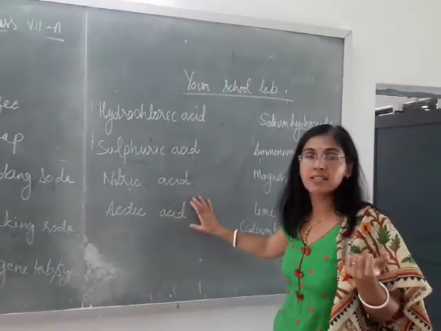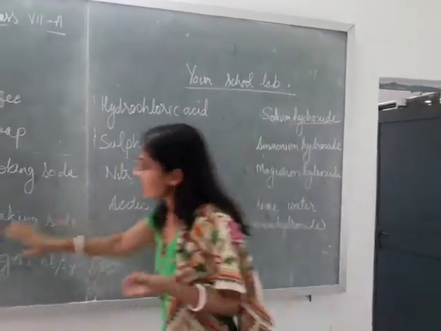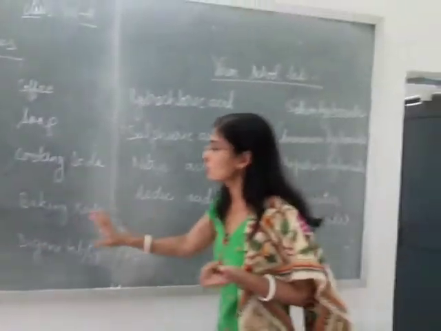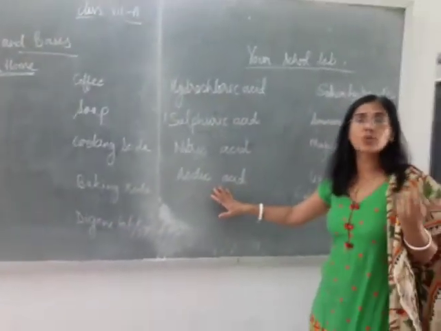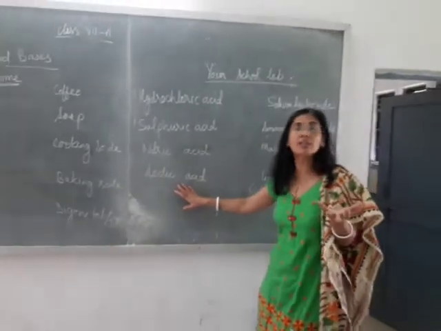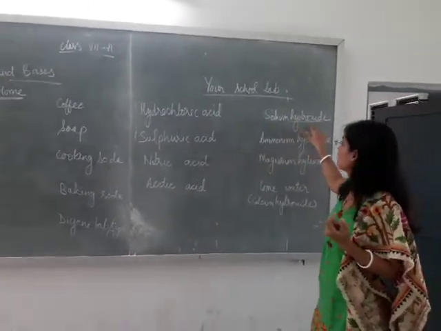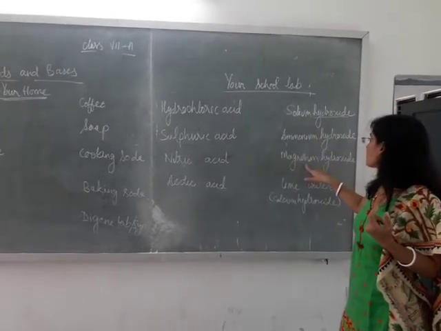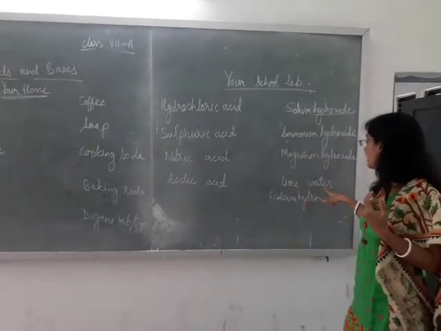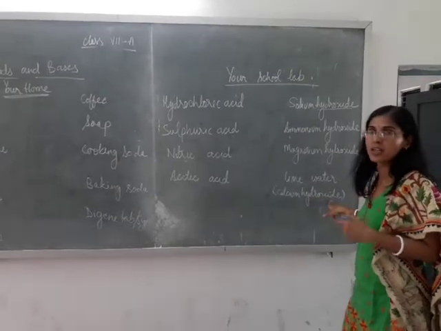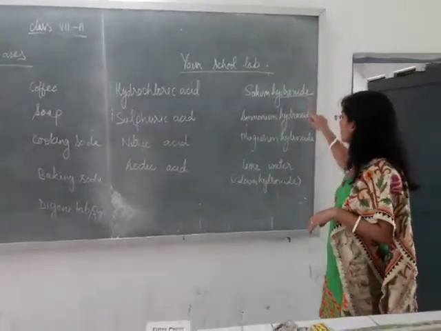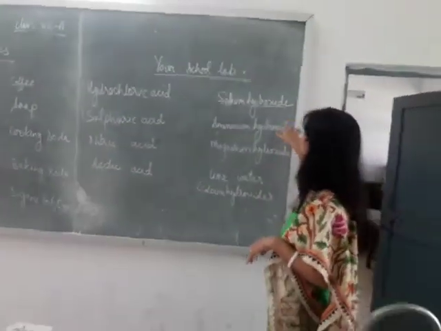Then acetic acid, you may correlate acetic acid with your vinegar because the two are equally the same thing. They are just the same thing chemically. Fine. And the common bases which are found in your labs are sodium hydroxide, ammonium hydroxide, magnesium hydroxide, lime water or calcium hydroxide. If you notice carefully, all these bases have hydroxide in their names.